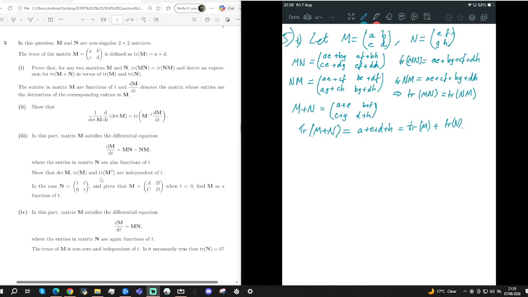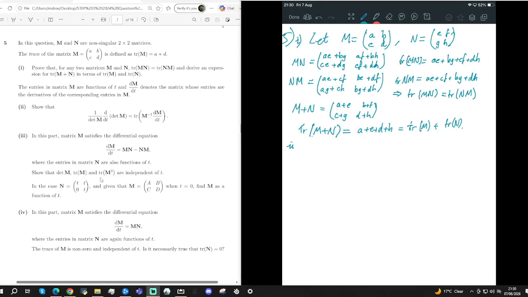Okay, so part I feels like it's a setup part of the question. We'll likely use these two results slightly later on. Keep an eye out for where this trace might be useful. Carrying on though, we have the entries in a matrix are functions of t. The derivative of the matrix denotes the matrix whose entries are the derivatives of the corresponding entries. So as you would expect, if you differentiate a matrix, you're going to differentiate each term separately.